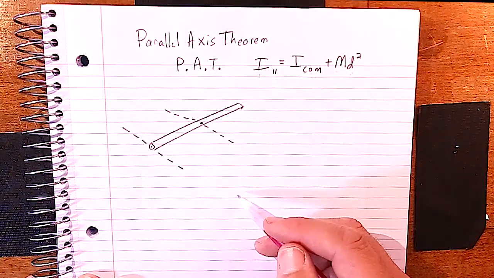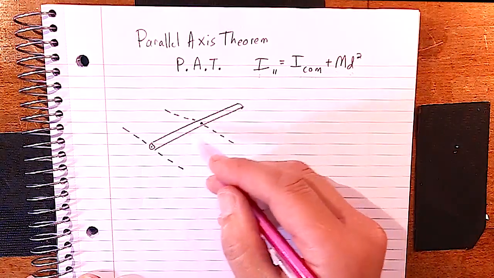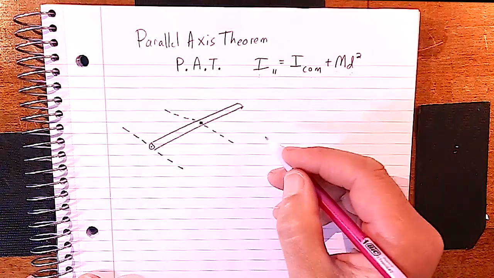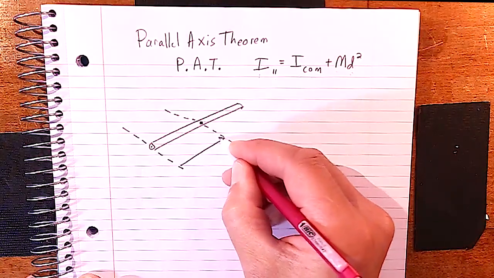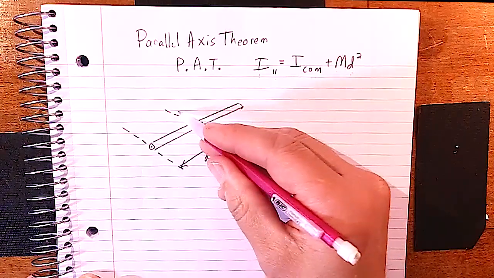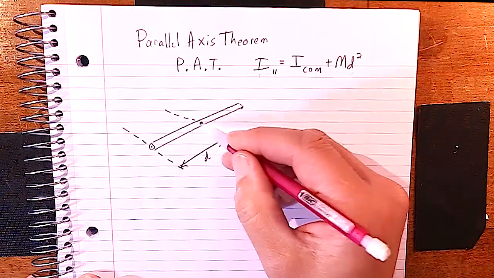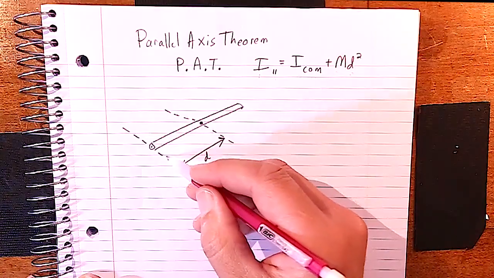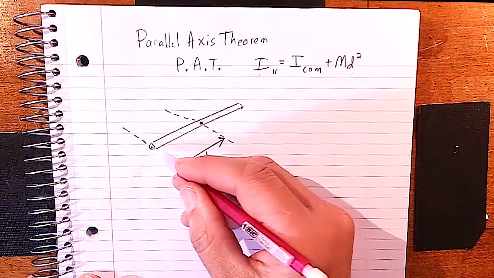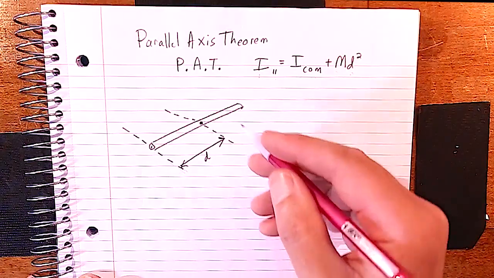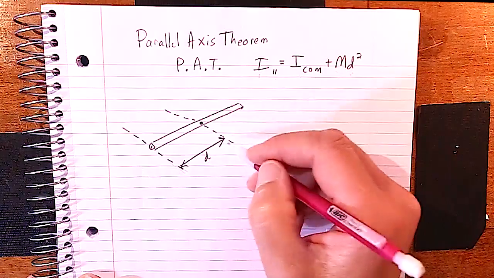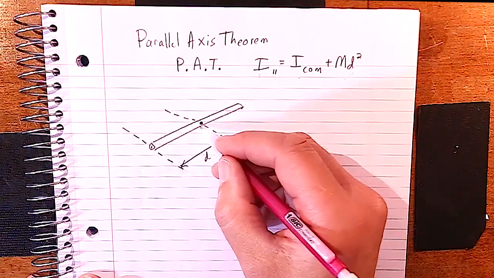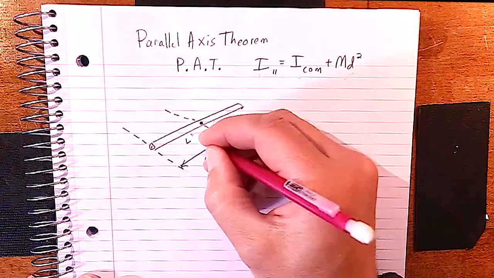Let's look at an example of this. We could choose any single thing we want, any point along here from this center of mass. But we're going to choose the end because we've done that before. So what is d? Well, d is the distance from the original axis of rotation at the center of mass to the new axis of rotation. And as long as these two axes of rotation are parallel to each other, we can use P.A.T. Now, in this particular situation, what is d? Well, d would be L over 2.